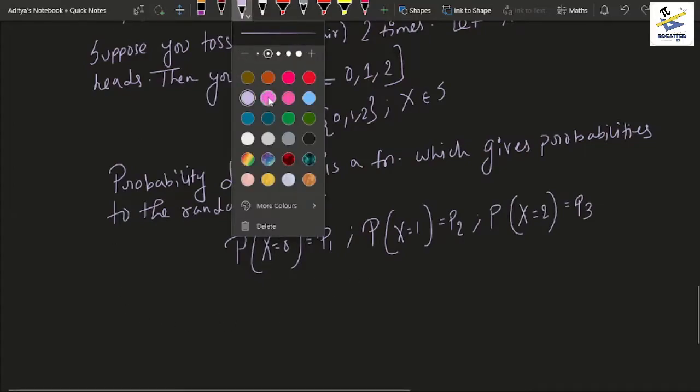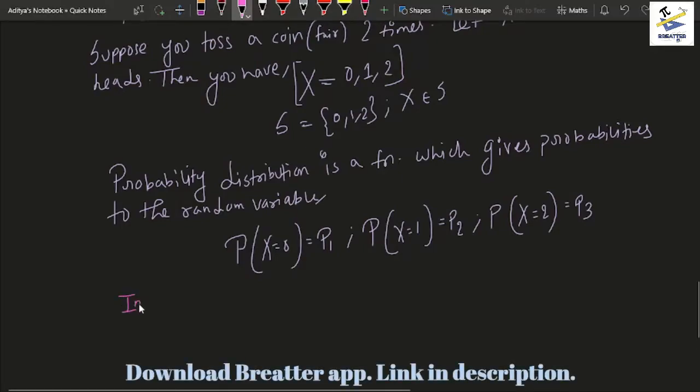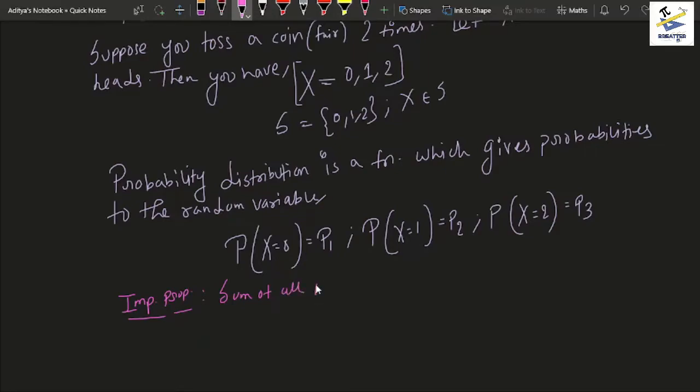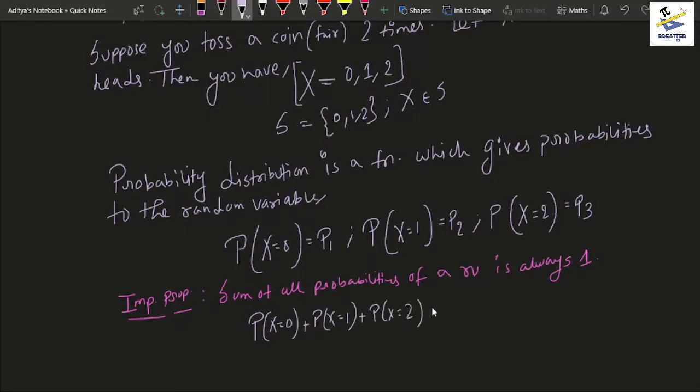And something important which you should note here, it's the most basic important property: the sum of all probabilities of a random variable is always 1. Always 1, right? So what it means is you can add all these values. You can add p of x equals 0 plus p of x equals 1 plus p of x equals 2, and you should always get 1.